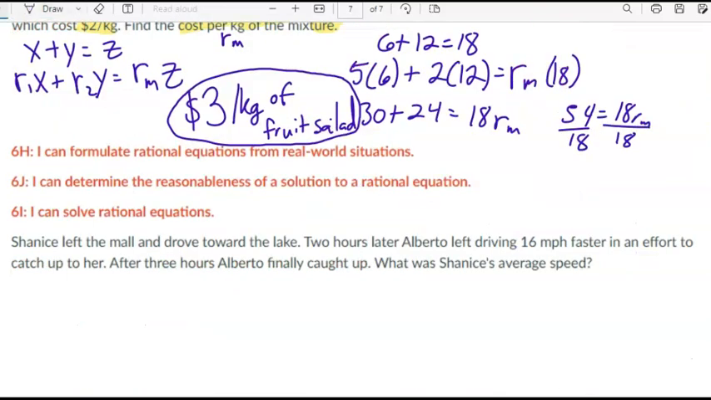Shannis left the mall and drove towards the lake. 2 hours later, Alberto left, driving 16 miles per hour faster in an effort to catch up to her. After 3 hours, Alberto finally caught up. What is Shannis's average speed? For this one, we want to make a strip diagram. So we'll make a strip diagram for Shannis, and we'll make a strip diagram for Alberto.